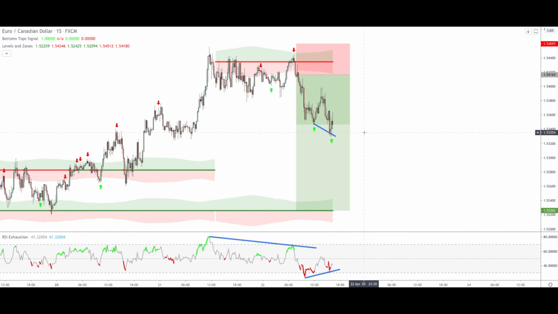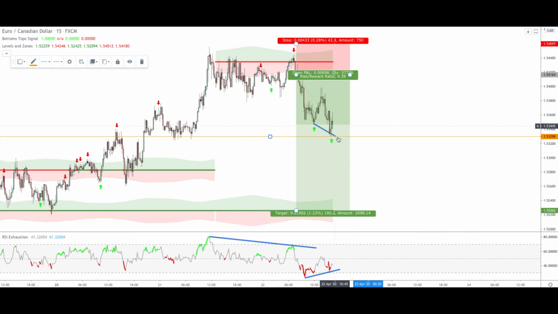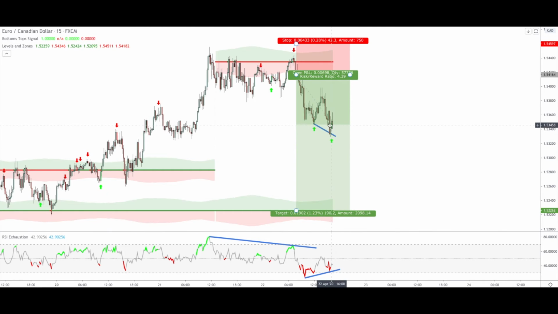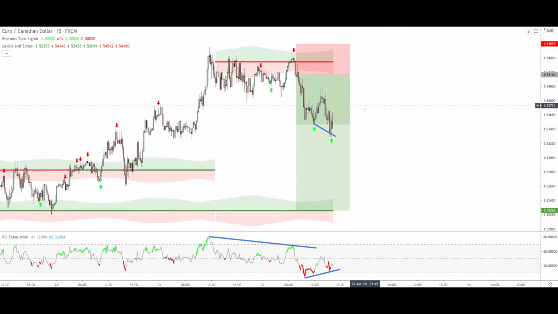However, as I said before, we are in a free fall. We are in a free fall because there is no technical support between this resistance here and this support here. As I said before, we might have some support around this level, and in fact we are seeing some difficulty to break down this level, but I do not believe this buy setup is an actual buy setup, because as I said, we are in a free fall.